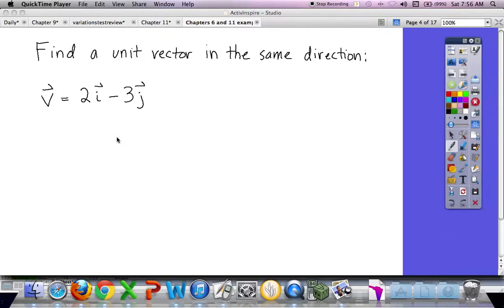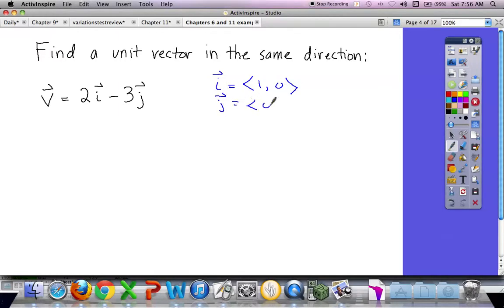Find a unit vector in the same direction as this vector v. Now there's a couple things going on here. Number one is that this is the first time in these examples that we're seeing a vector written as a linear combination of the standard unit vectors i and j. In two dimensions, the vector i is the vector (1, 0). In two dimensions, the vector j is the vector (0, 1).